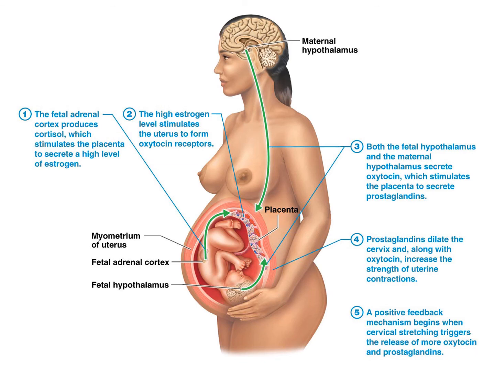So we see here that the fetal cortex produces cortisol, which stimulates the placenta to secrete a high level of estrogen. The high estrogen level stimulates the uterus to form oxytocin receptors. Both the fetal hypothalamus and maternal hypothalamus secrete oxytocin, which stimulates the placenta to secrete prostaglandins. The prostaglandins dilate the cervix, and along with oxytocin, increase the strength of the uterine contractions.